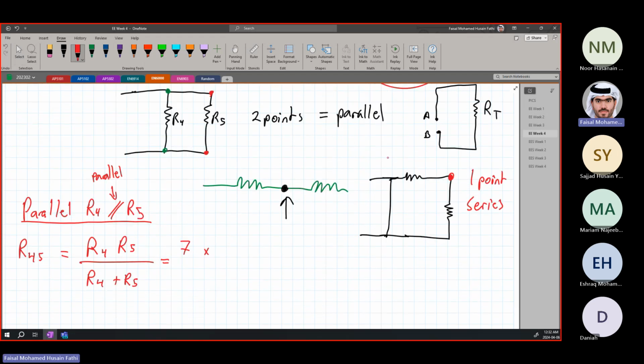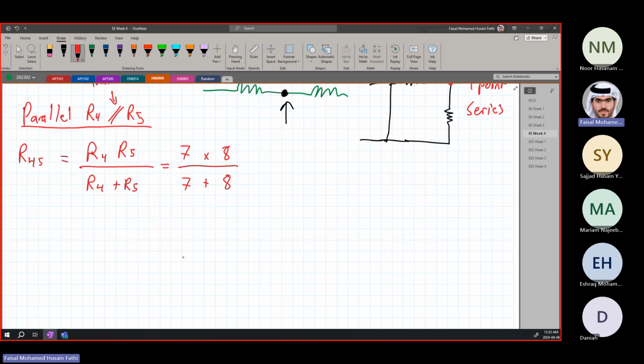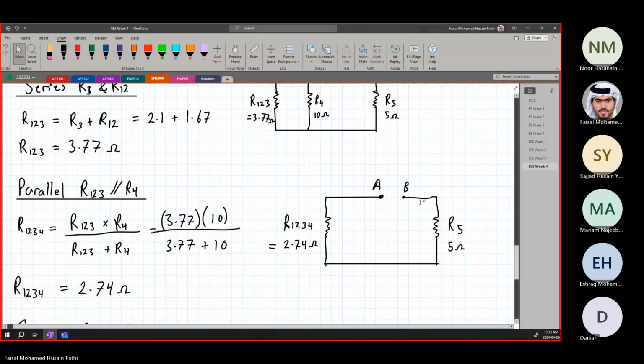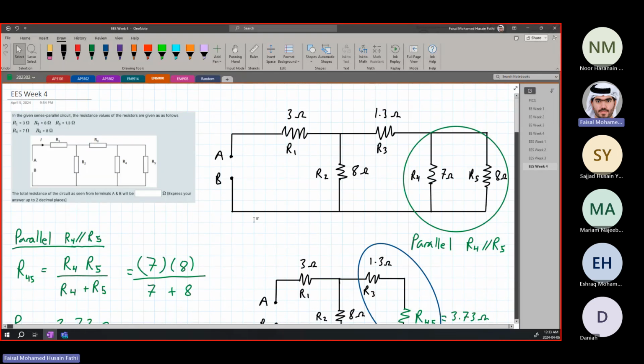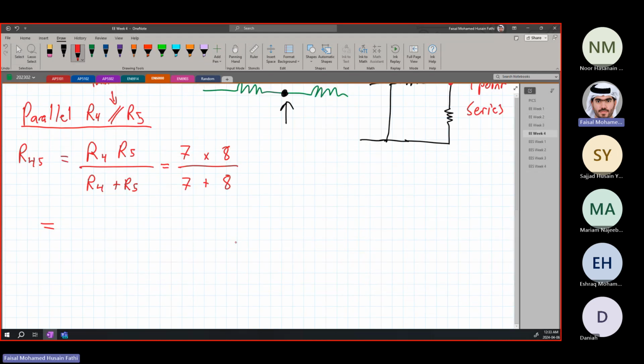R5 is 8. And 8? A is 8 over 7 plus 8. Okay. Just 1 minute, the problem is I don't have the answers here. So R45 is equal to... just 1 second, I already solved these. 3.73. 3.73 ohms. Okay.